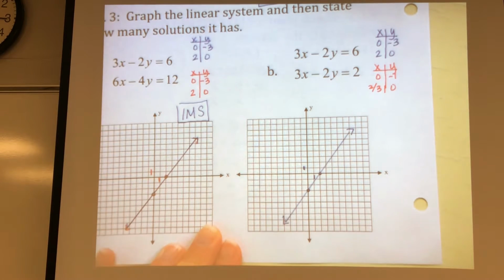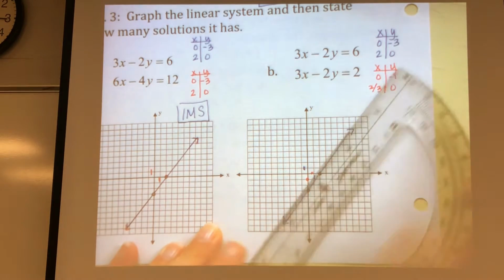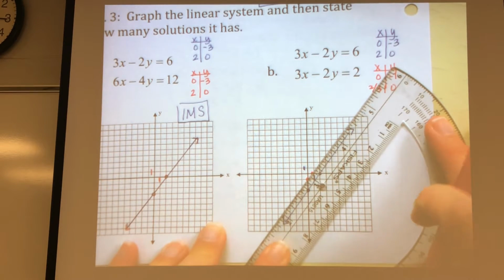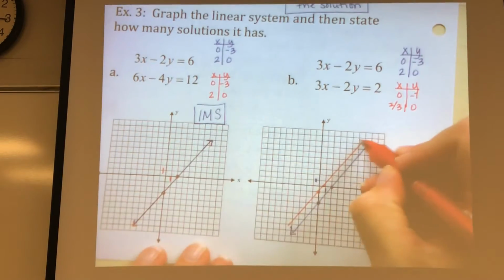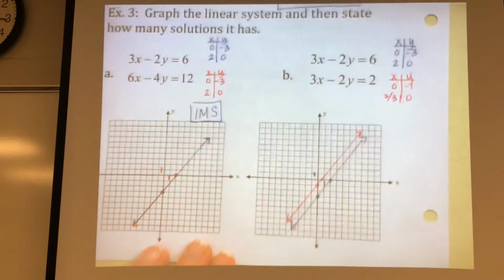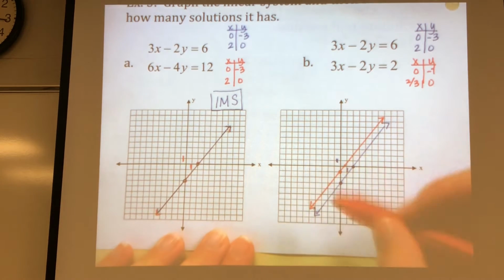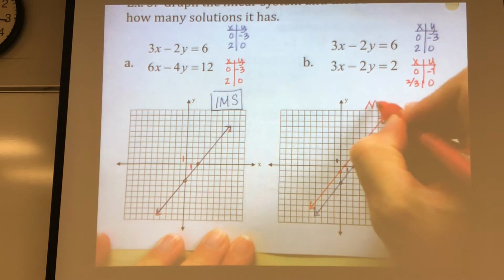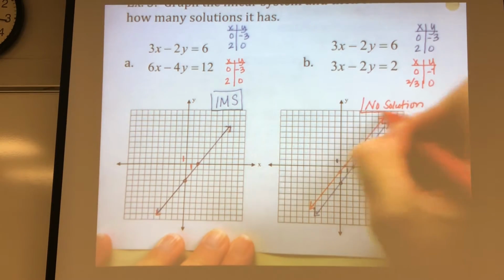And then our second line, we have at (0, -1) and (2/3, 0). And if we graph this carefully, our lines should look parallel to each other. So if we're looking for a solution, and a solution means intersection, where do parallel lines intersect? Well, they don't. So since they don't intersect anywhere, we would say no solution, because they're never going to have an intersection.